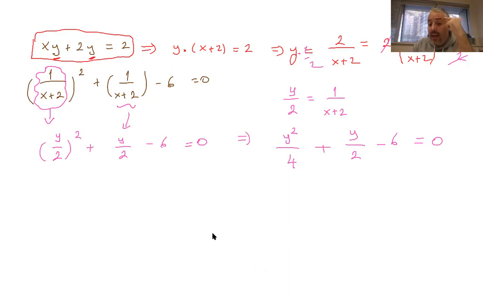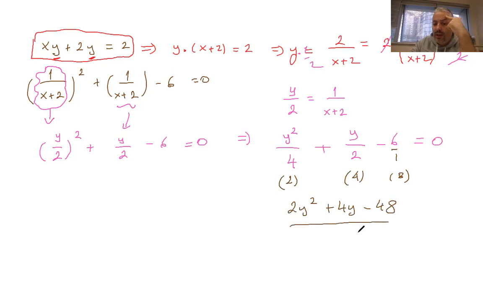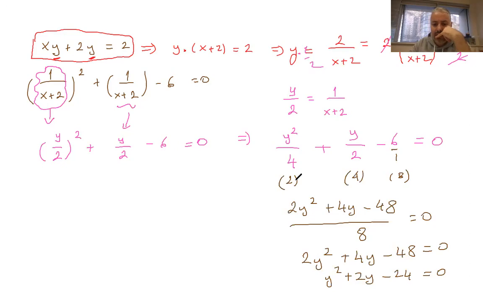Right now, the question is, we should think about this one. How can we eliminate the denominator? The long way is with 4 and 2. So 2 here, 4 here, and this is 1, so it will be 8. You can say that 2y squared plus 4y minus 48, all divided by 8, is equal to 0. And then when you cross multiply, 2y squared plus 4y minus 48 is equal to 0. If you divide by 2, y squared plus 2y minus 24 is equal to 0. You can say. Okay or not? Let's check together.